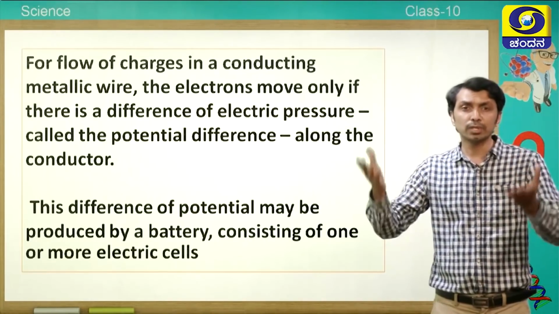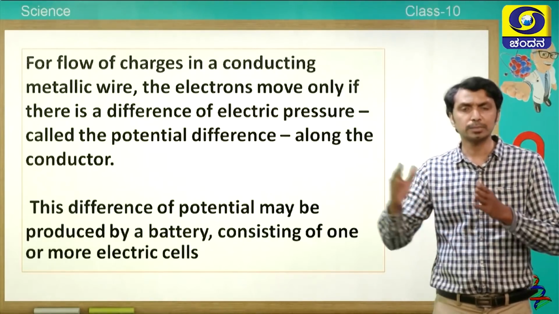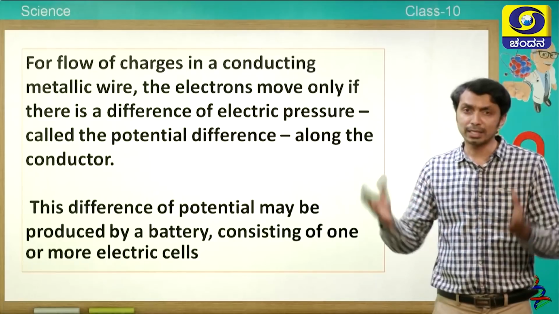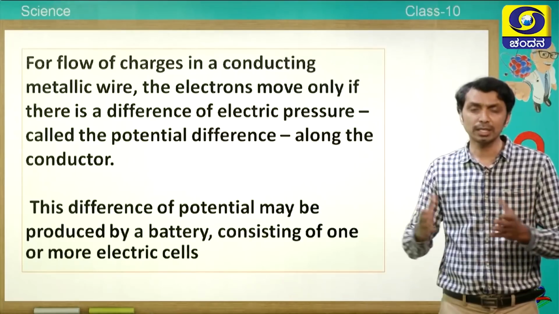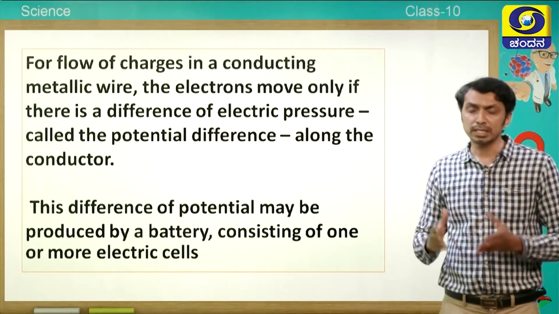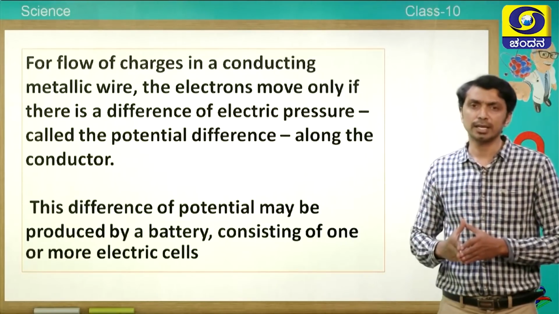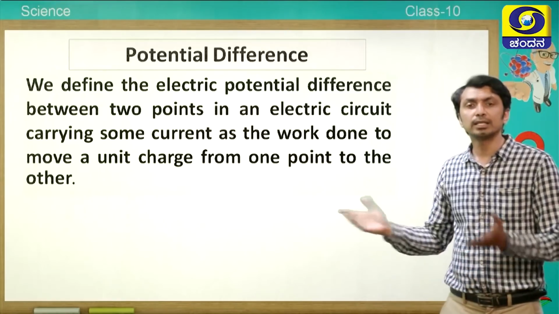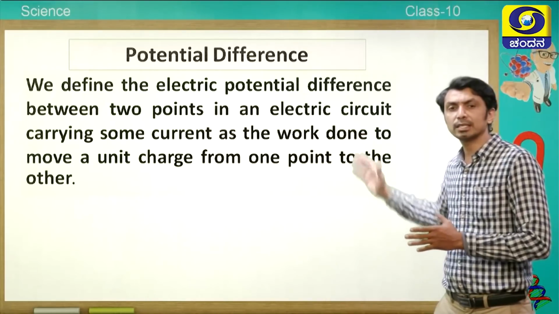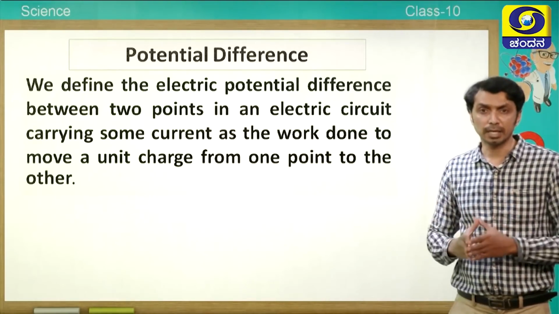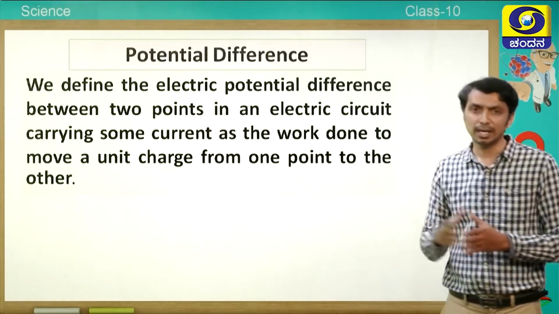Yes, we should do some work on it, only then will those free electrons move in one specific manner. That work is being done by the cells by providing the potential difference, which is the difference in charges or difference in pressure of electrical charges at its ends. So we can define that the potential difference between 2 points in an electric circuit carrying some current is the work done to move a unit charge from one point to the other.